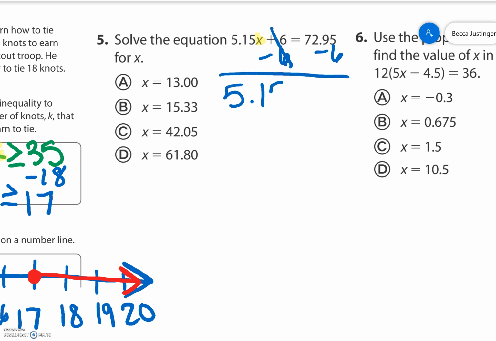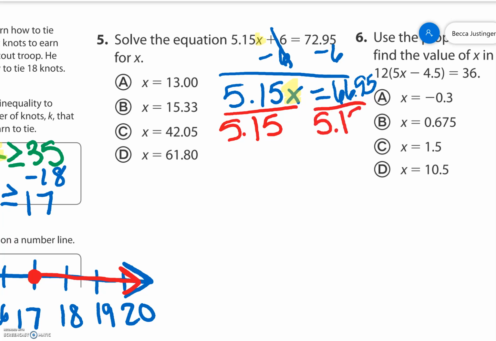I have 5.15x is equal to 66.95. Then my next step in getting x by itself is to get rid of the 5.15. It's being multiplied to the x, so the inverse operation, I divide. Get out my calculator. 66.95 divided by 5.15 equals 13.